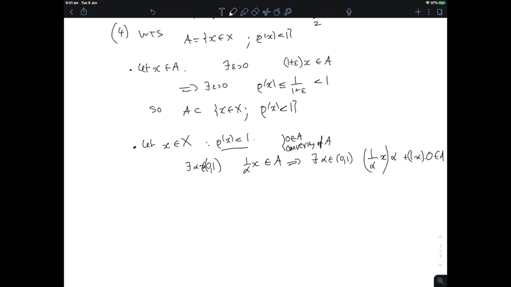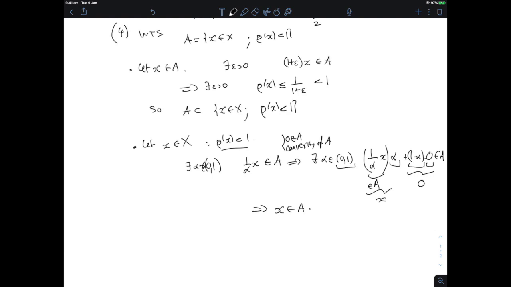So if I do a linear combination, I take an element of A and multiply it by alpha, and I add to it 1 minus alpha times another element of A, then I stay in A. But what is that? Well, this is just 0, and this is just x. So I've just proven that x is in A. And that concludes the proof of 4.